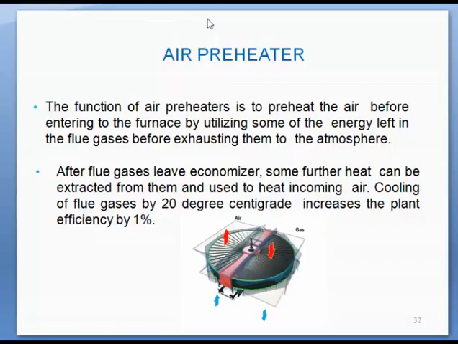Air preheaters are a very important component of a thermal power plant. They play a vital role in increasing the efficiency of the thermal power plant. Mainly, air preheaters are classified as recuperative and regenerative types, but mostly in thermal power plants we use the regenerative type of air preheater.